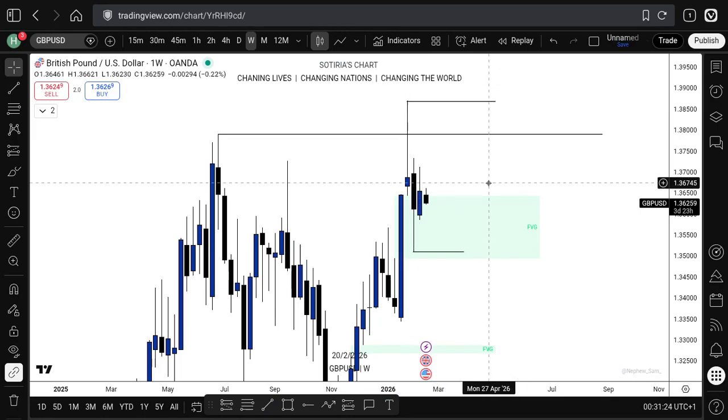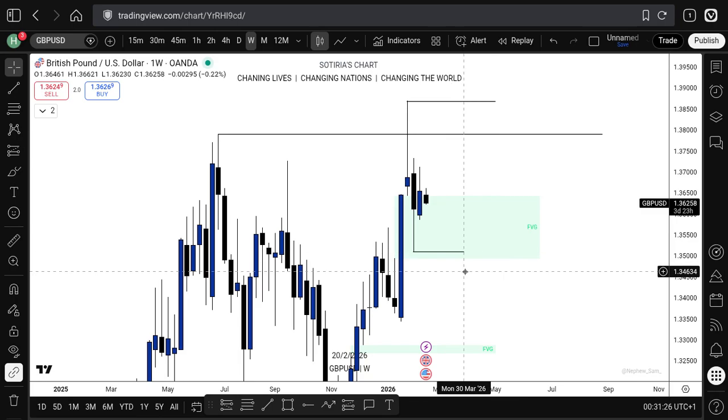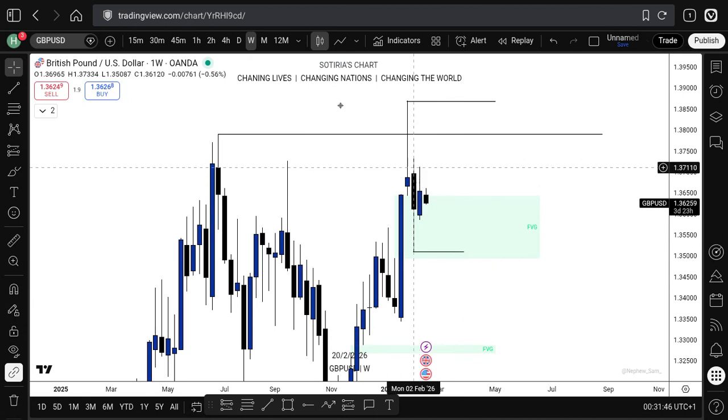So I expect price to take this low. That's my target, what I'm expecting. I don't know if that's going to happen. I think we have NFP this week, so there's a possibility of that happening. So I expect price to take this low right here. It's also a weekly low actually.